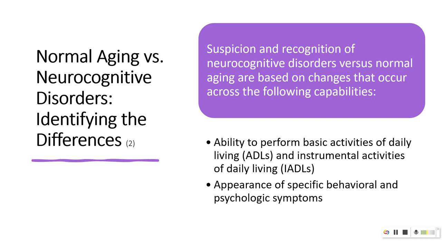Activities of daily living are the ability to perform basic activities such as bathing, dressing, and grooming. Instrumental activities of daily living are things like, how do you do your checkbook? Can you set up your own bills? We're also going to look for the appearance of any specific behavioral or psychological symptoms, which would indicate that there is something more going on than just regular normal aging, that there is some type of neurocognitive disorder.